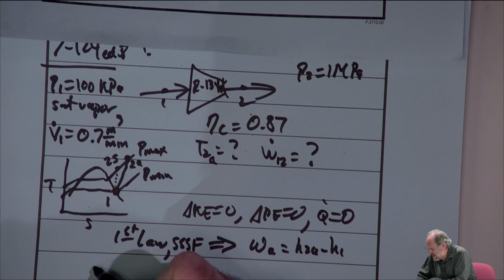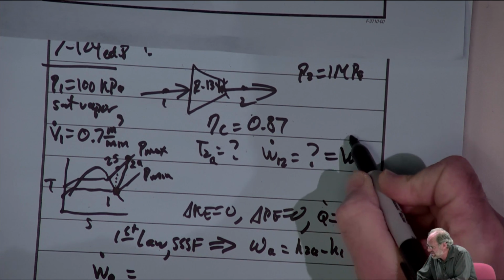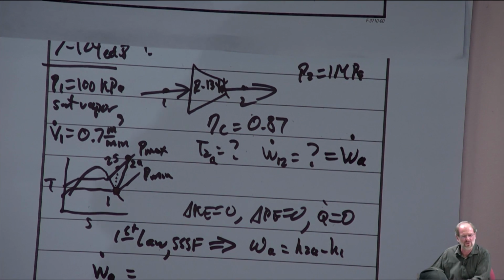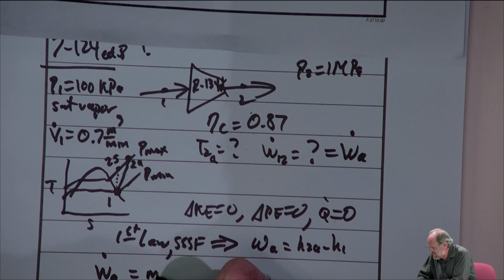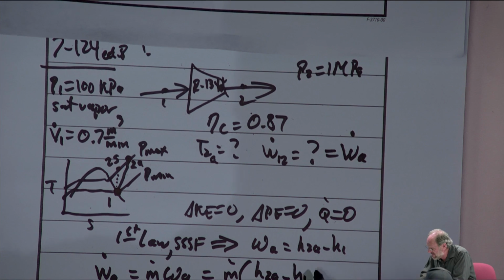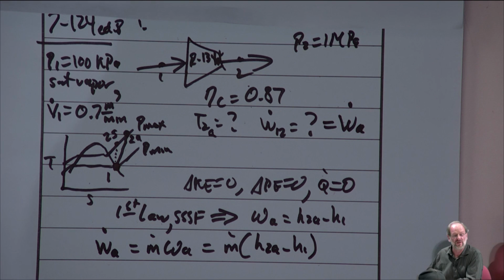So basically, we get that W dot actual. That's really W dot 1,2. Should I put 1,2? Should I put actual? Either way is fine, as long as you can remember that this is the actual power output. So this is going to be the mass flow rate times the actual work per unit mass, or just m dot times (H2 actual minus H1). So this is going to be the magnitude of the work input, really the power required by this device.